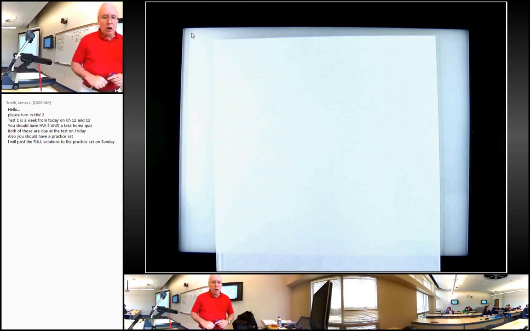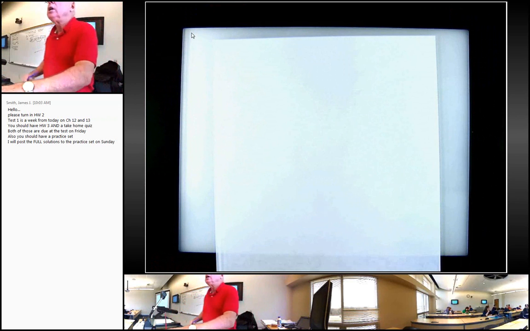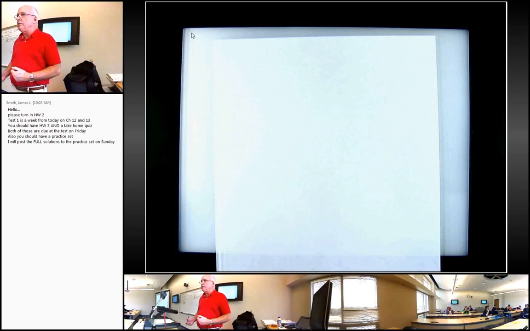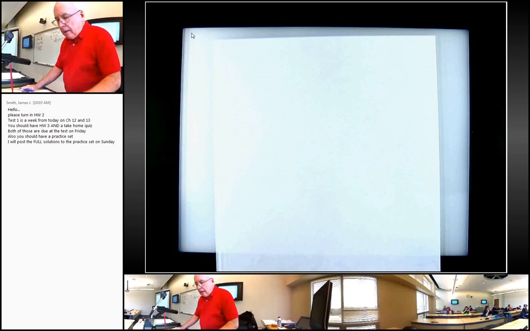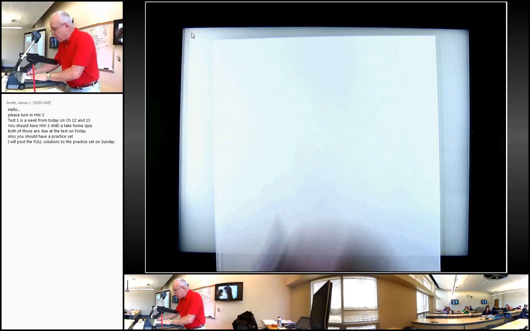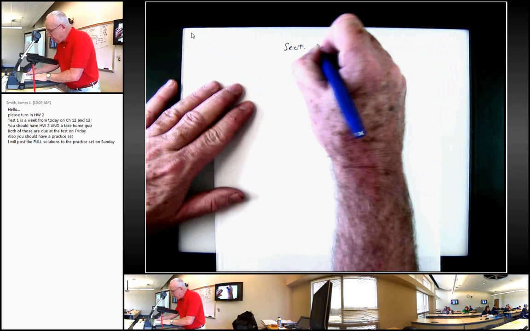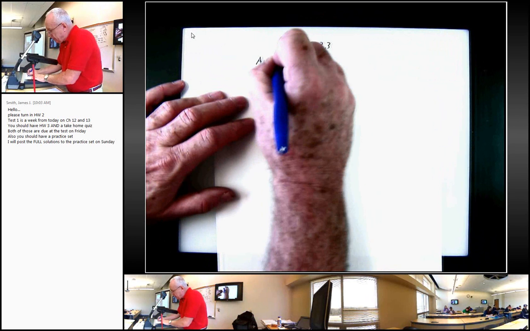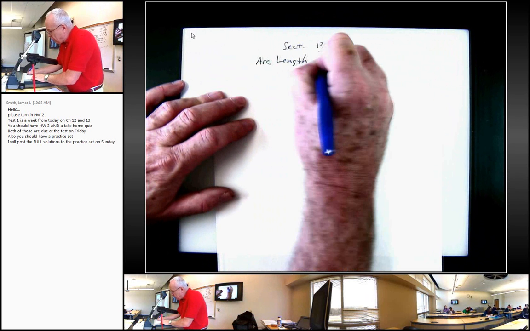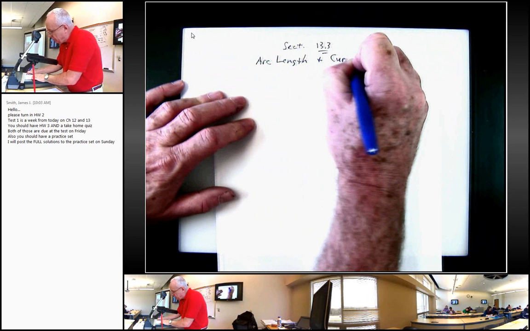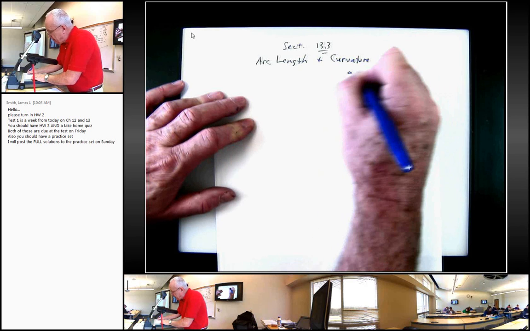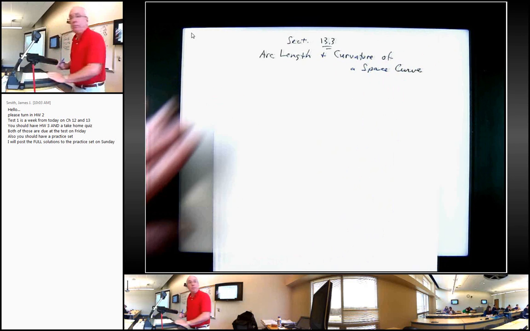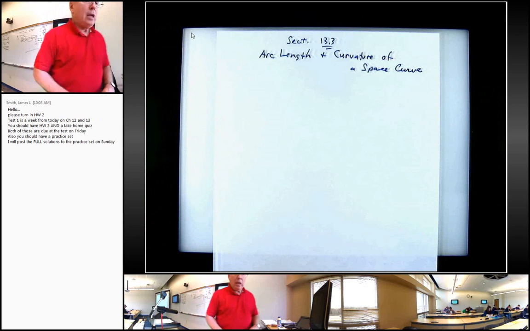All right, so last time we talked about vector functions, and we talked about getting the derivatives of vector functions. This time in section 13.3, we're talking about finding arc length and something that's called curvature, of a space curve.